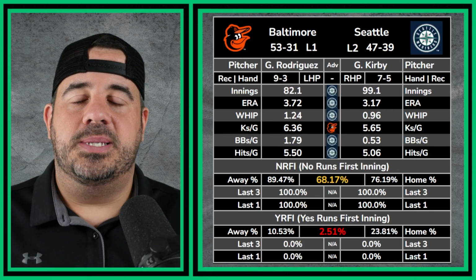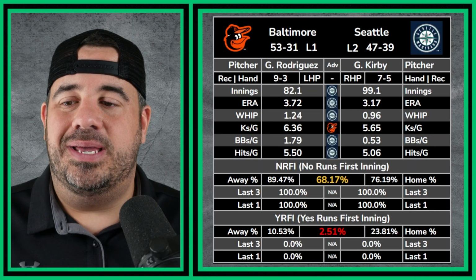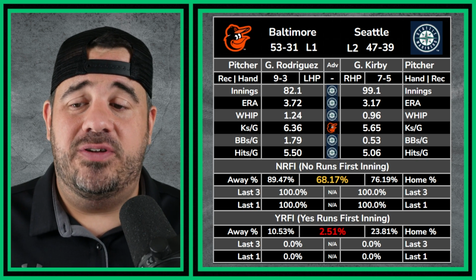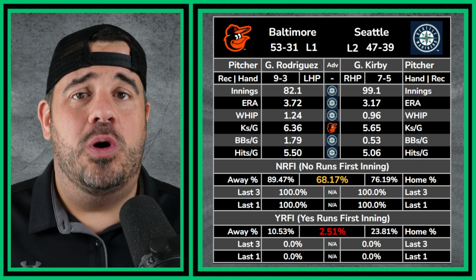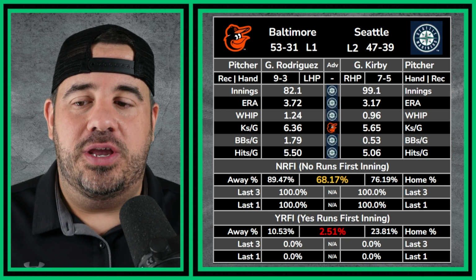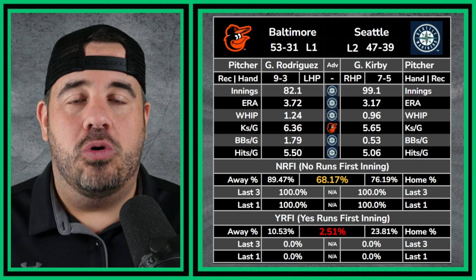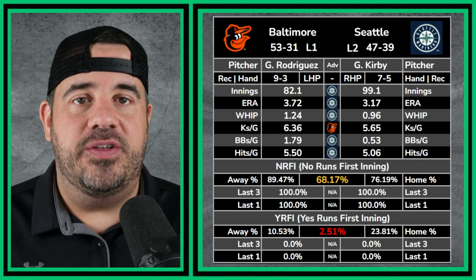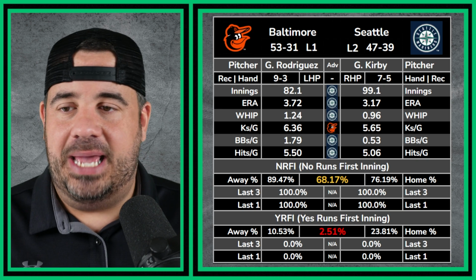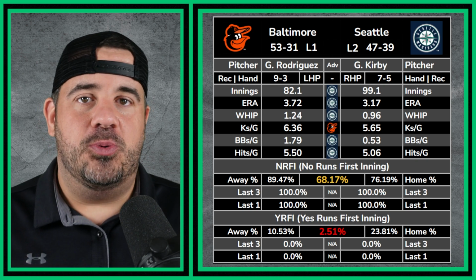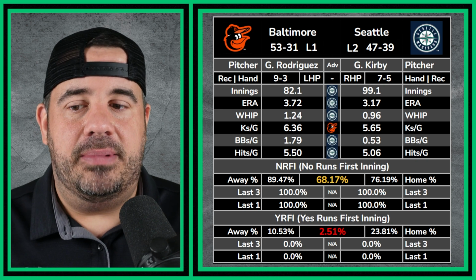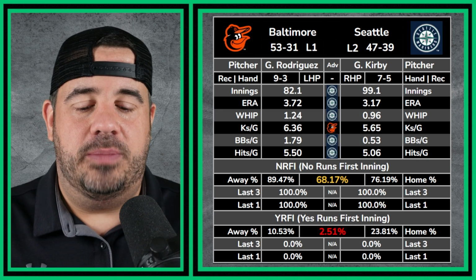Next game. All right, next up we got Baltimore and Seattle. Rodriguez 9-3 with a 3.72 up against Kirby 7-5 with a 3.17. Murphy is 68.1. Why? Because Baltimore is on the road. Look at their road Murphy for the year. 89.47% of their road games have hit the Murphy. That number was at 98% last month. It was amazing how high it was. So they've been doing a little better scoring some runs. Seattle 76% when they're at home. That's how you get it. You multiply them together, 68%. We will look at that with the pitchers.